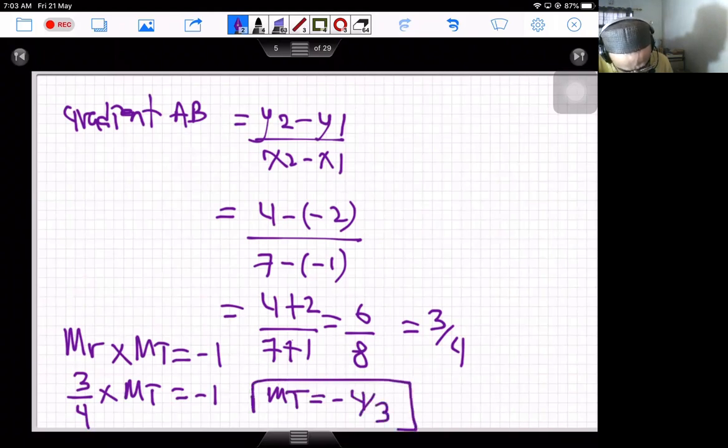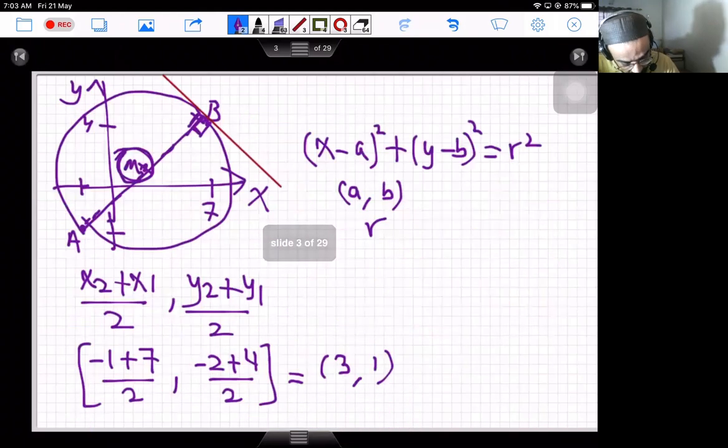-4 over 3 is the gradient of the tangent at the point B. So basically, this tangent is passing through the point B. So in the equation y = mx + c, the straight line equation, we will put the B coordinate in order to find the constant term.